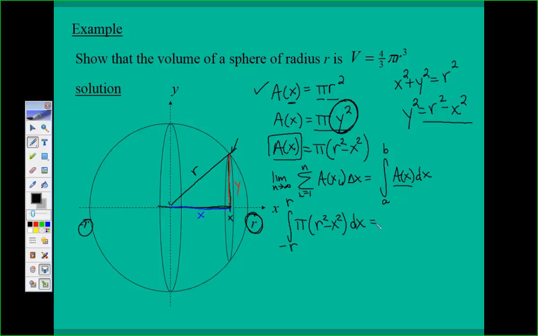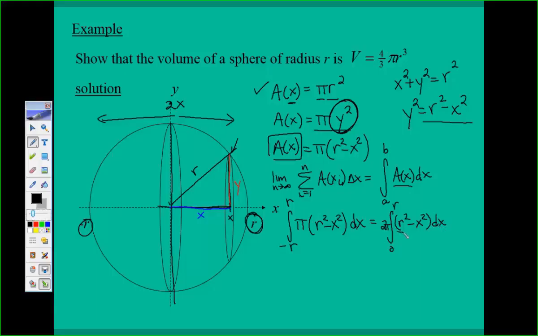Since this is symmetrical, I'm going to rewrite this from 0 to r times 2. If I find the volume of this half of the sphere and then just multiply that times 2, that will give me the volume of the entire sphere. So I'm just going to go from 0 to r, and then I'm going to bring the pi out front also. So we would have r squared minus x squared dx.